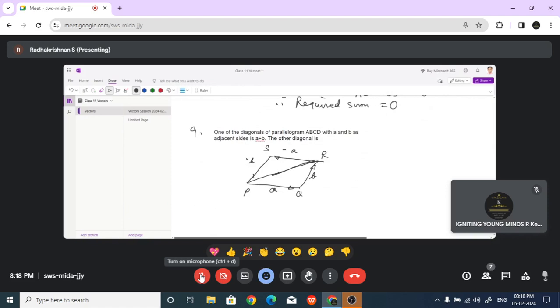So now what is the other diagonal? Yeah. What is the other diagonal? B minus A. Yeah. PR equal to A plus B. So what is the other diagonal? Let's say QS. So what is QS?